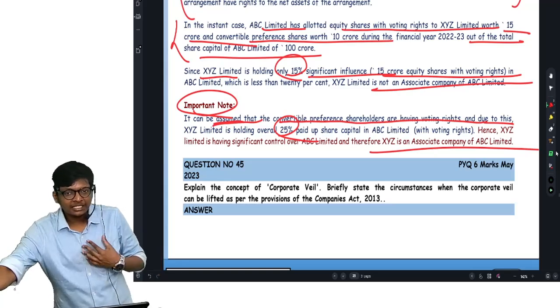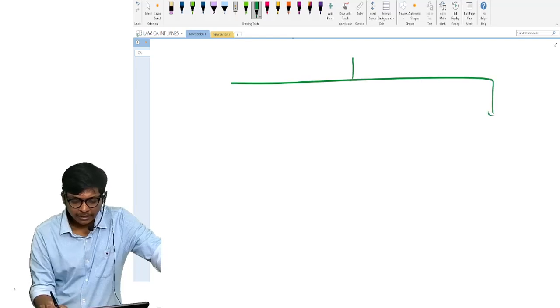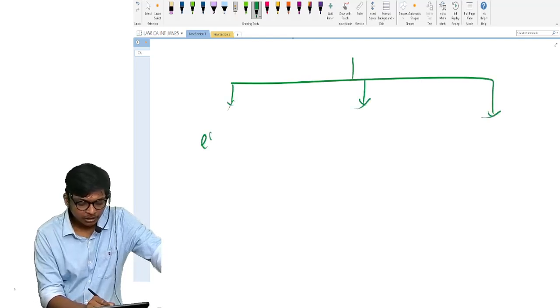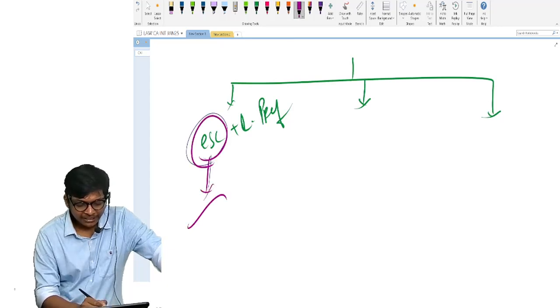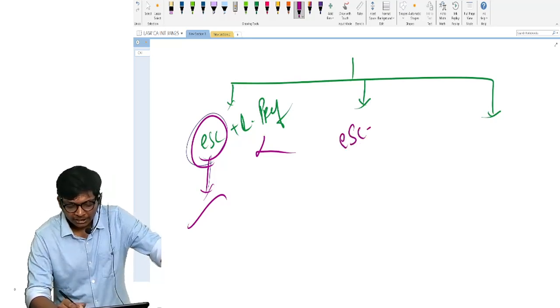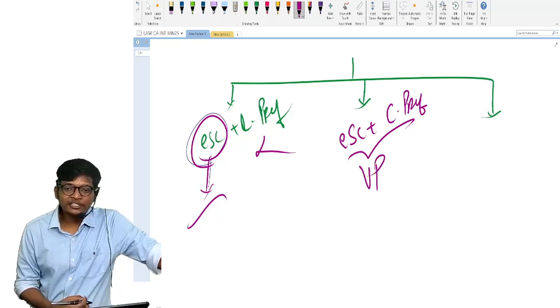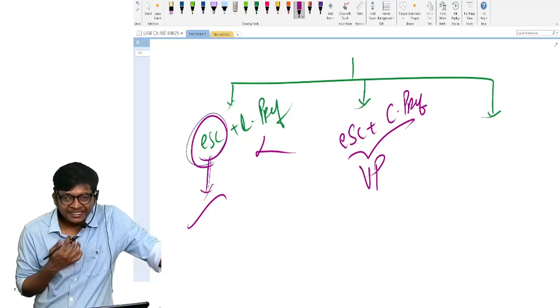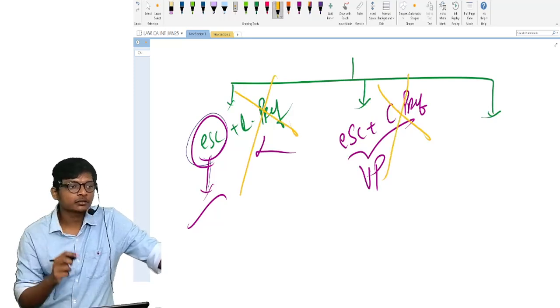Since the question is not clear, we are not doing it. So again, let me summarize. If a question like this comes in the exam, let's take 3 scenarios. Equity share capital plus convertible. Option 1, go with just the equity and ignore the other one if data is not given. Option 2, equity share capital plus convertible preference shares. Assume both have voting power if information is not given. If information is given clearly that preference shares do not have voting power, then don't take them.